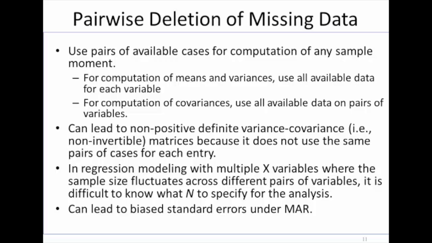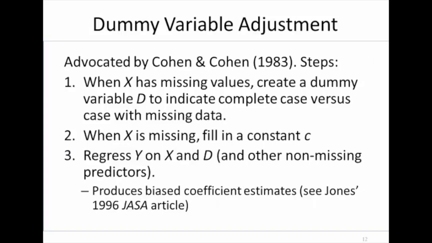Pairwise deletion of missing data. Well, what about the idea of using all pairs of available cases for computation of any sample moment? A sample moment is a thing like a mean, a standard deviation, a correlation, a covariance. So what pairwise does is it says, well, for means and variances, where we're talking about one variable, we're just going to use all the available data to calculate that statistic.